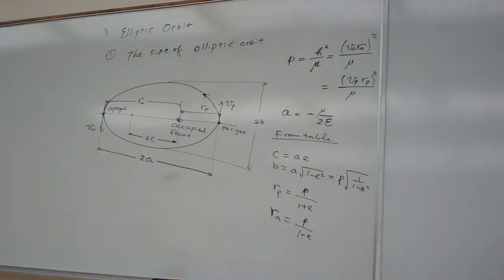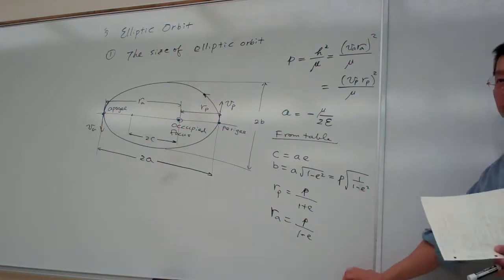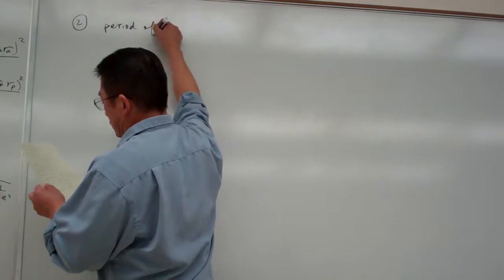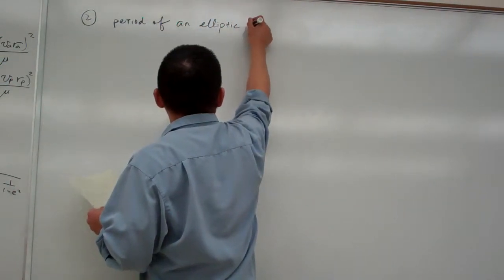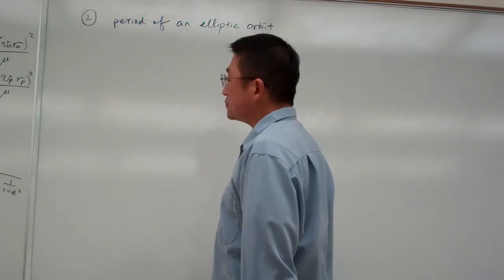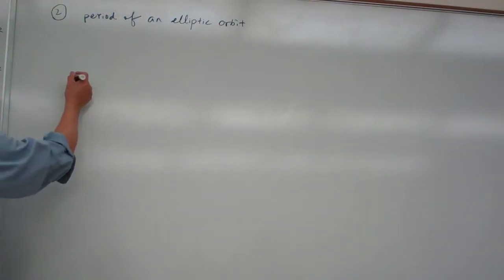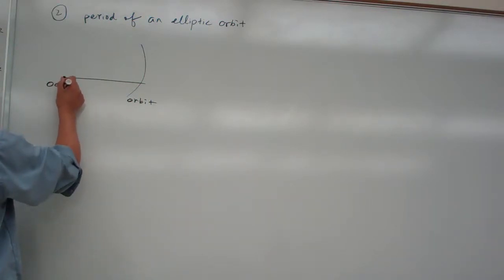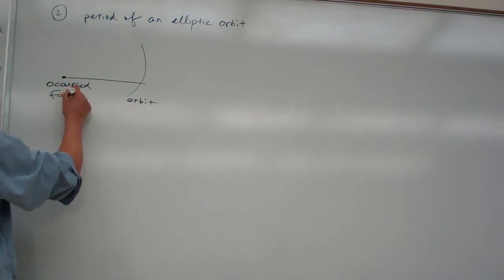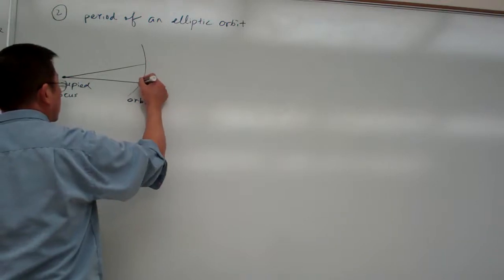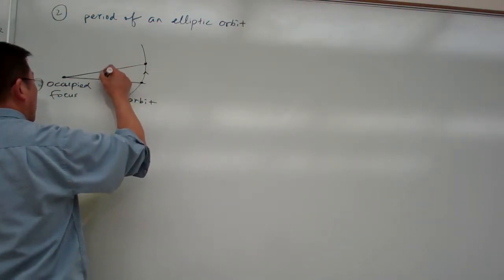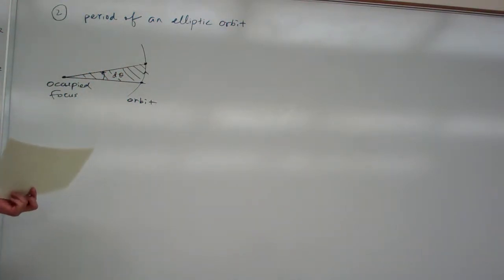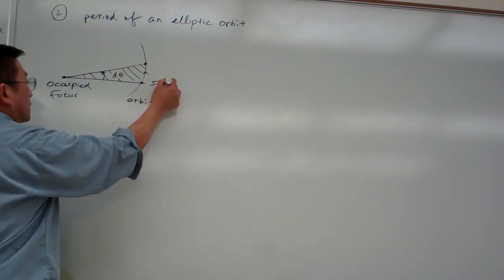The second one I want to talk about is the period. This will be the first time we involve time. This is the period of an elliptic orbit. If you remember from Kepler's law, we already have this. So this is the orbit, and this is the occupied focus. Here the object is moving from here to here, sweeping through the angle theta. This is the area being swept by the motion of the satellite in the orbit.